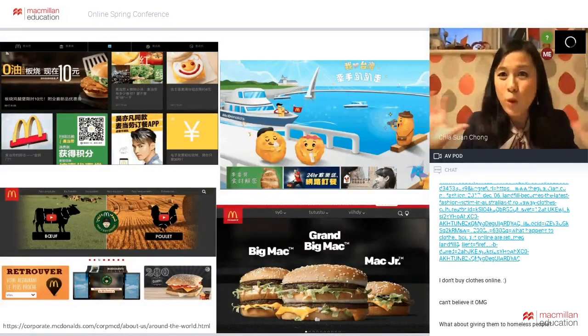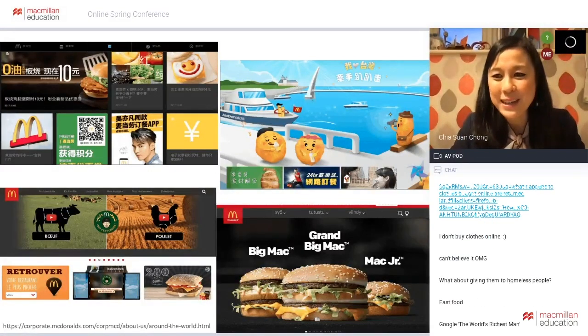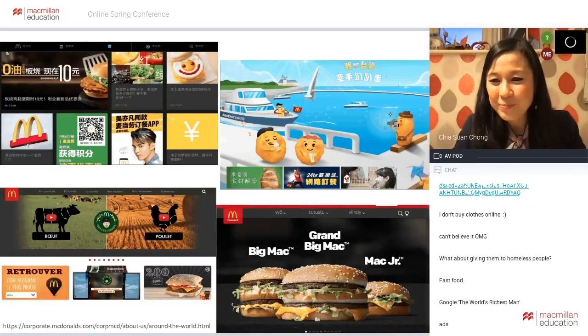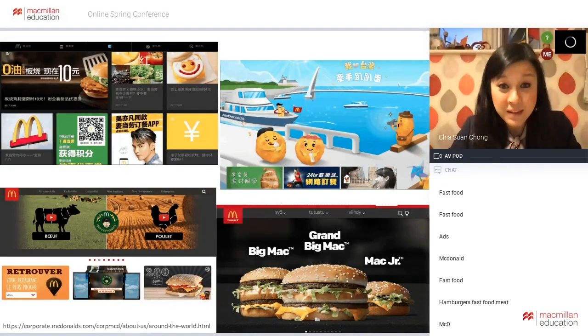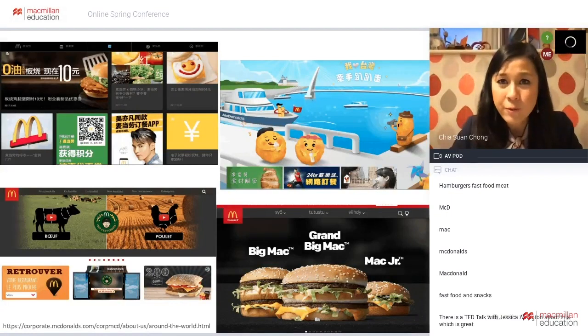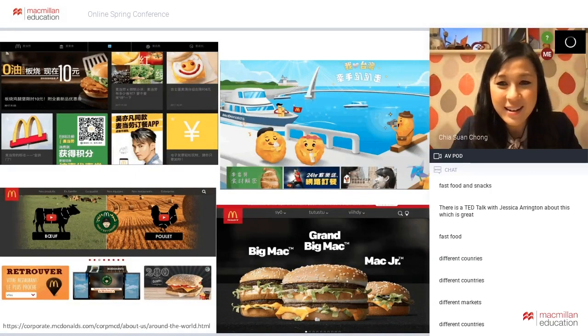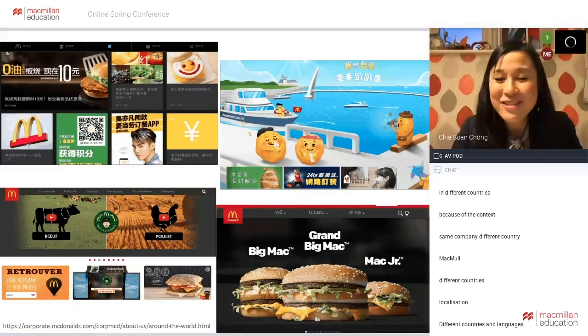Can anyone tell me what the product is? You should be able to do this very quickly. There are 4 websites here of the same company. Exactly, McDonald's. So there are 4 websites of McDonald's. Why are there 4 different websites? Can anyone tell me? Why are they so different? They are from different countries, absolutely. Any guesses which countries they're from?